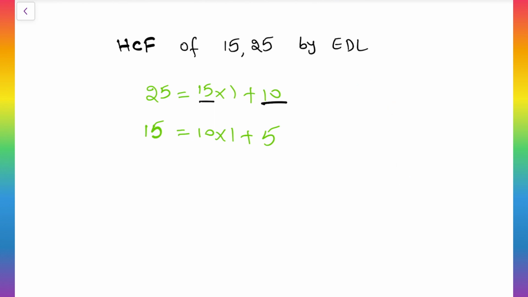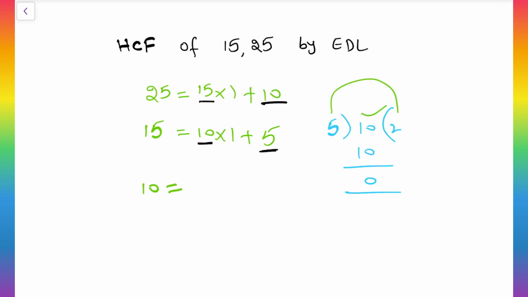So from this one we pick divisor 10 and remainder 5. Again do the division of these two. 5 and 10. If we do division, 5 2s are 10 and the remainder is 0. So now write this in the form of A equals BQ plus R. So 10 equals, that is dividend equals divisor into quotient, that is 5 times 2, plus 0 remainder. So in this step we got the remainder as 0.